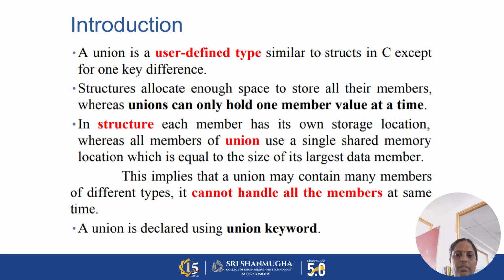All the data types like integer, float, double, whatever we declare, are called data members of the union or members of the structure. In structure, we use the keyword struct for initialization. Here we are going to use the union name, and it cannot handle all the members at the same time. The union is declared using the keyword union.